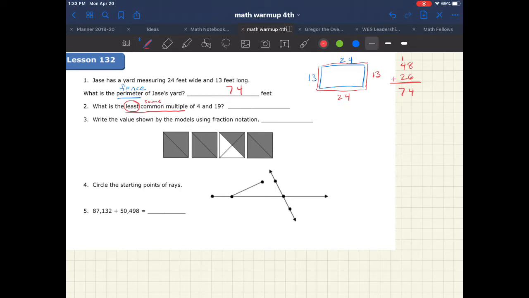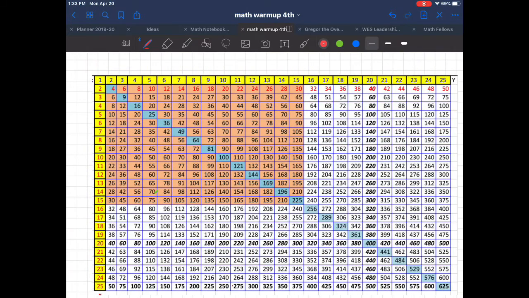So I know my 4s, I could skip count by 4s pretty well, but I don't really know my 19s, so I brought in my giant chart. So these multiplication charts, they have the multiples. That's what these are. So if we look at 4, the first multiple of 4 is 4. 1 times 4 is 4. Second multiple of 4 is 8, because 2 4s makes 8. So these are all the multiples of 4 on and on and on, all the way to the 25th multiple of 4, which is 100.